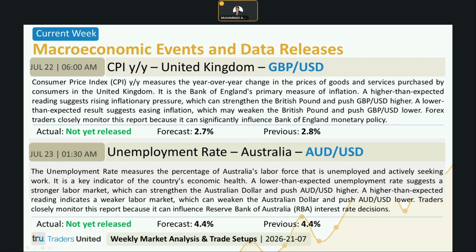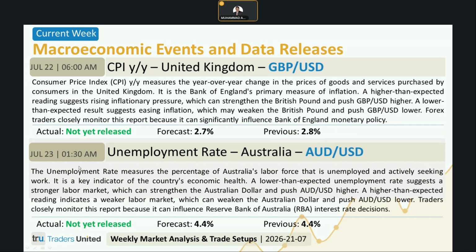The final key takeaway is the GBPUSD traders will closely monitor the UK CPI report for fresh clues about inflation and future Bank of England policy. A higher than expected reading could strengthen the British pound and push GBPUSD higher, while a weaker than expected result could weaken the pound and send GBPUSD lower.